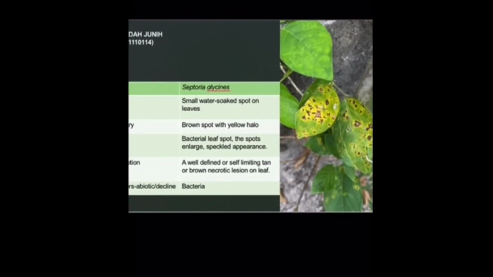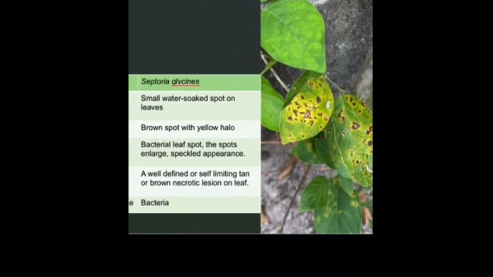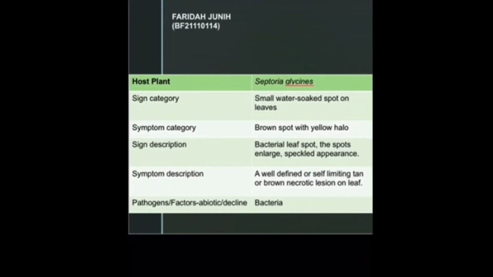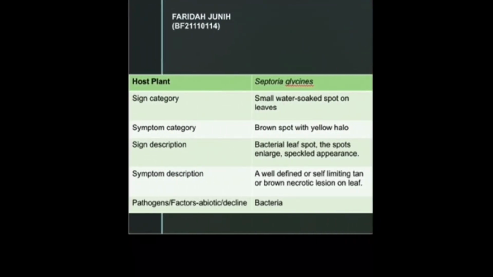The first host plant that is shown in the picture is Septoria glycines. Septoria glycines have a sign category of small water-soaked spot on the leaves. The symptom category is brown spot with yellow halo, as shown in the pictures. And the sign description is bacterial leaf spot.